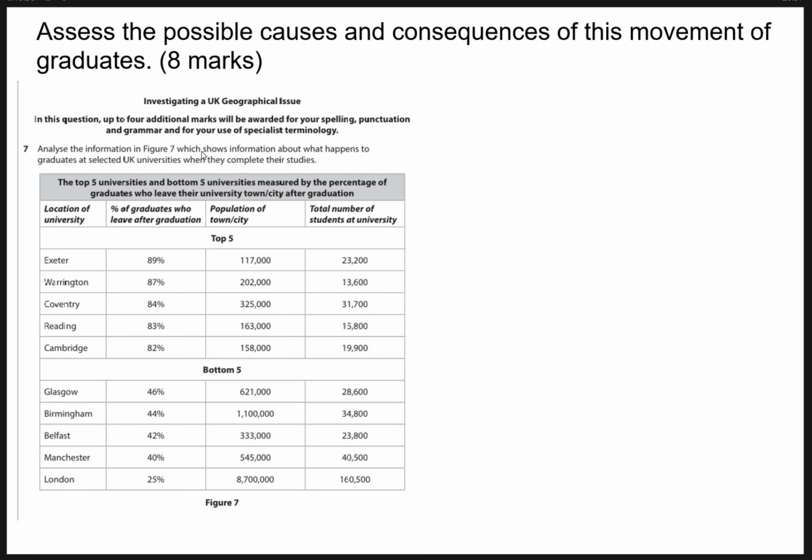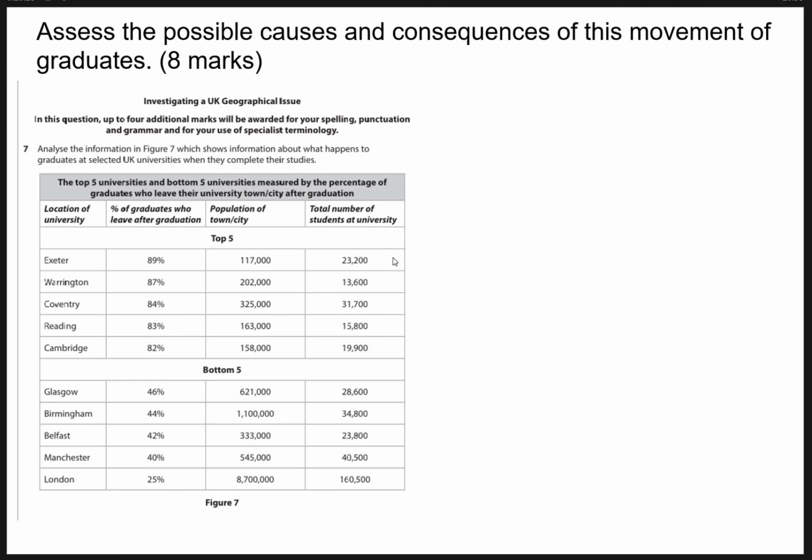Analyse the information in Figure 7, which shows information about what happens to graduates at selected UK universities when they complete their studies. So at first glance, if you're not understanding the data you're looking at, I would just take a breath, take a few seconds and read it through. The top 5 universities and bottom 5 universities measured by the percentage of graduates who leave their university. So we can see for the top 5, in Exeter for example, 89% of graduates leave after graduation.